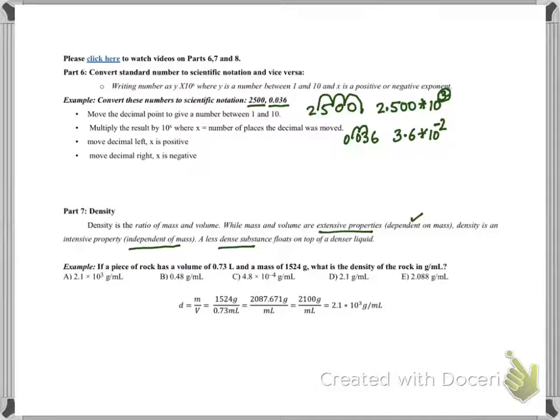I like to give this to the students. I draw a triangle here and put D here, M here, and V here. This gives a relationship between density, mass, and volume. So if you have to find density, then it will be mass over volume. If you have to find mass, then it is density times volume. They are written next to each other. And if you have to find volume, then it will be mass over density.